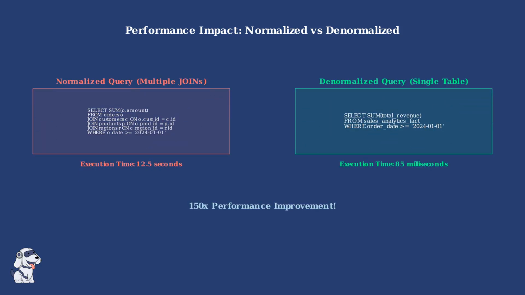A normalized query requiring multiple joins and aggregations might take 10 to 15 seconds to execute. The equivalent query against a denormalized fact table typically completes in under 100 milliseconds. This represents a 100x to 150x performance improvement, making real-time dashboards feasible.